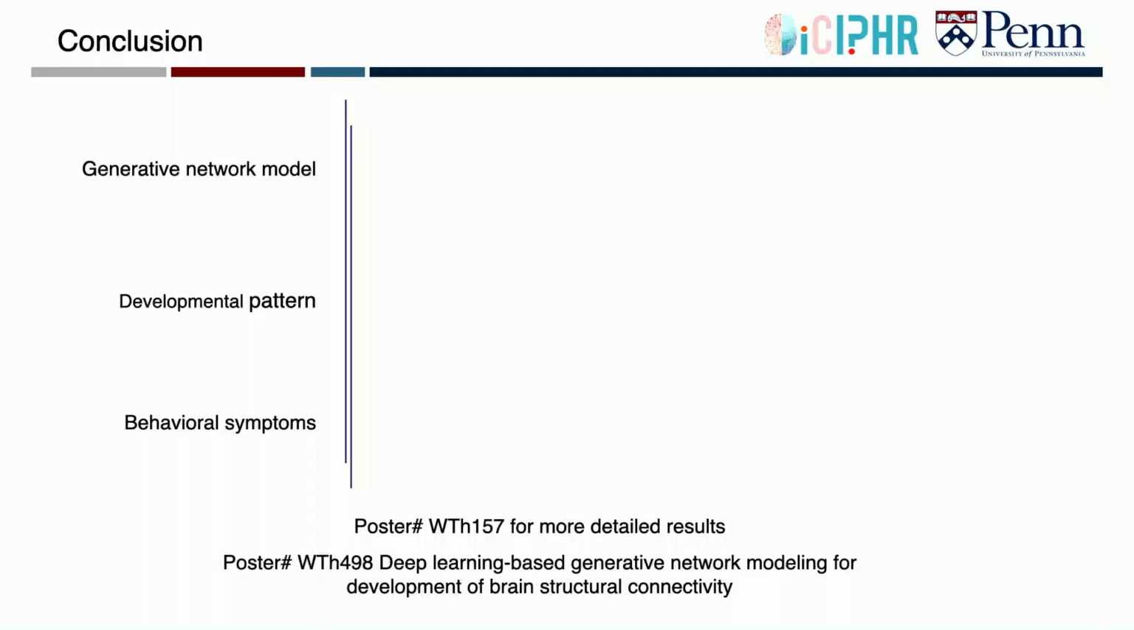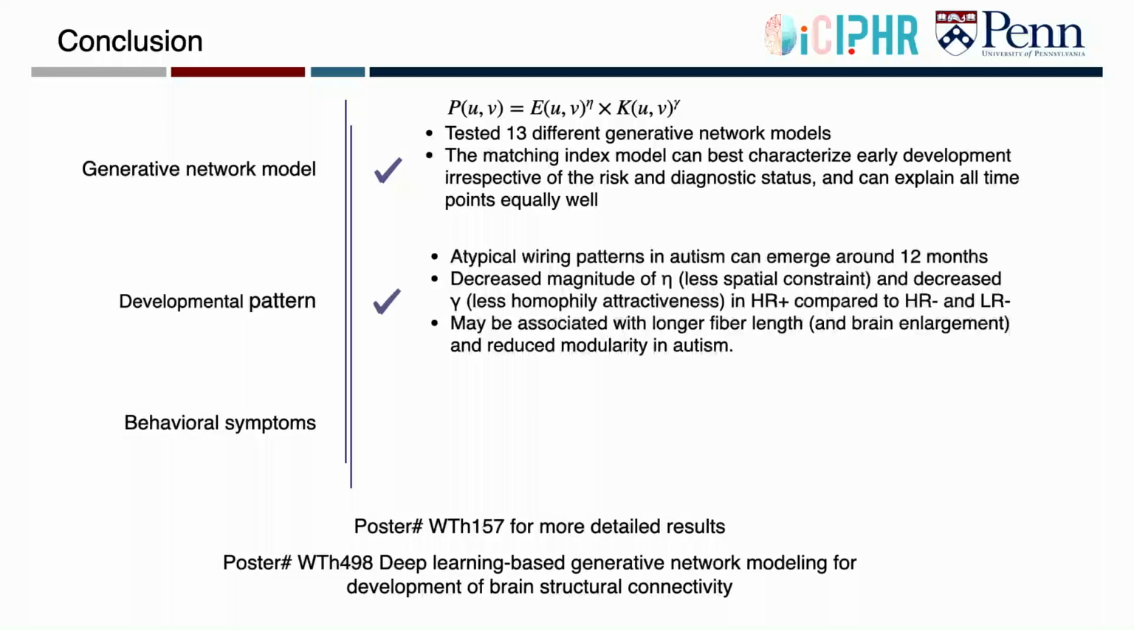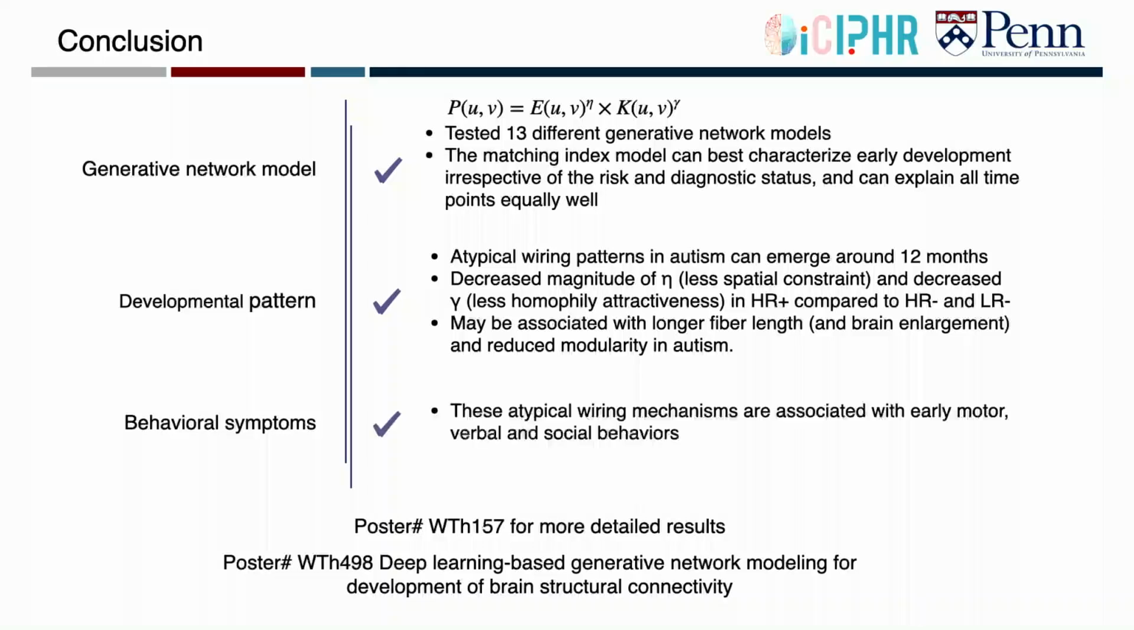So in conclusion, we tested 13 generative network models and found that the matching index model can best characterize early development irrespective of risk and diagnostic status, and it can explain all time points equally well. Atypical wiring patterns in autism can emerge around 12 months old, and the changes in generative model parameters may be related to some previous findings, such as longer fiber length, brain enlargement, and also reduced modularity. These atypical wiring mechanisms are also associated with early motor, verbal, and social behaviors.